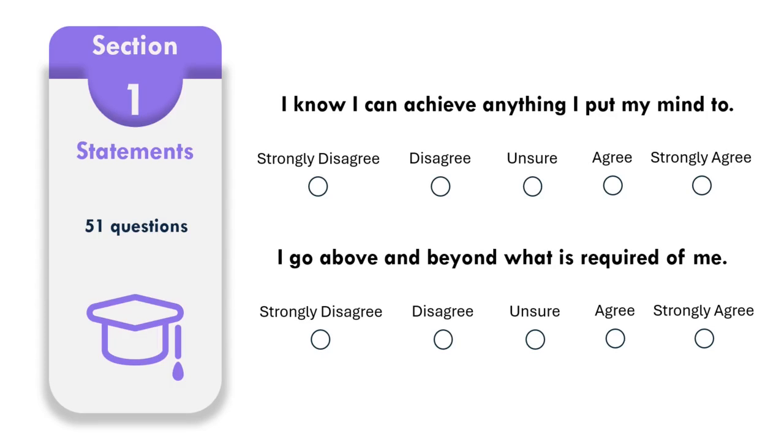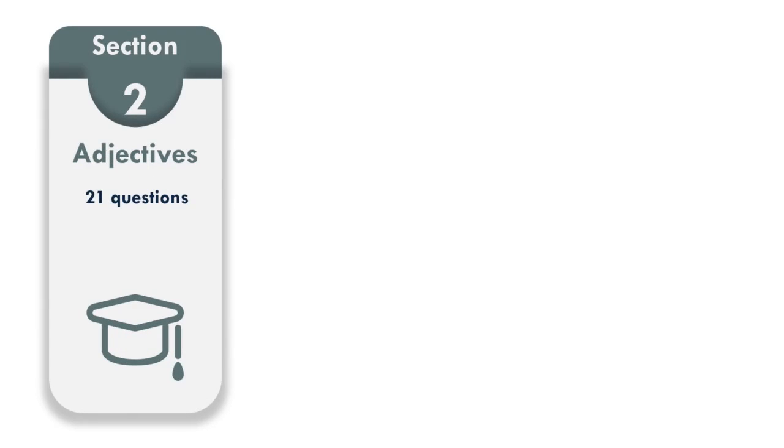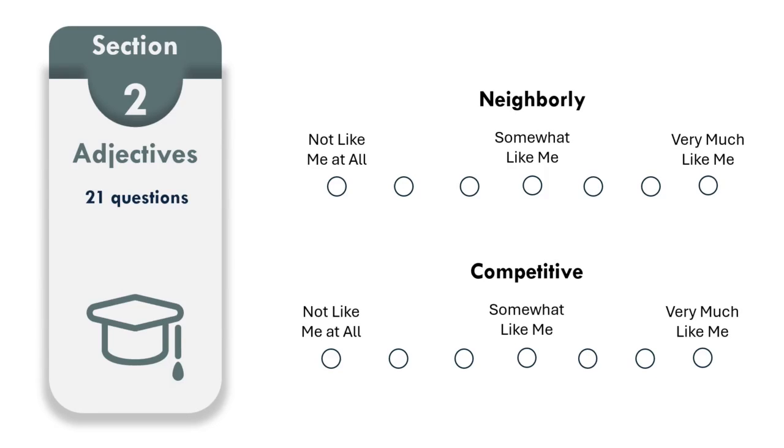The first section is the statements section, and if you've ever taken any personality test, this is going to look familiar. You will need to rate how well each of the 51 statements in this section describes you, from strongly agree to strongly disagree. In the adjectives section, the statements will be replaced by adjectives and the 5-point scale by a 7-point one.